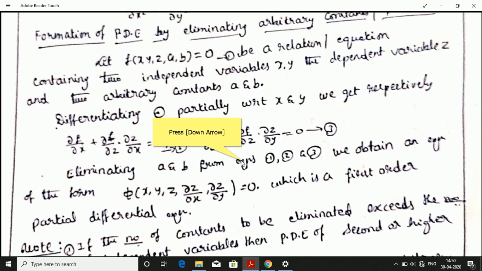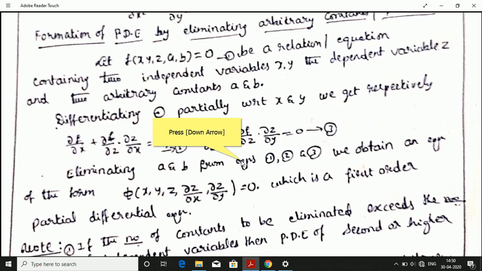If the number of arbitrary constants is equal to the number of independent variables, then only through first order partial differentiation we can eliminate the arbitrary constants. Suppose the number of arbitrary constants exceeds the number of independent variables, then we need to go for second and higher order partial derivatives.